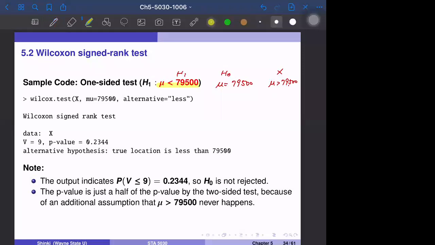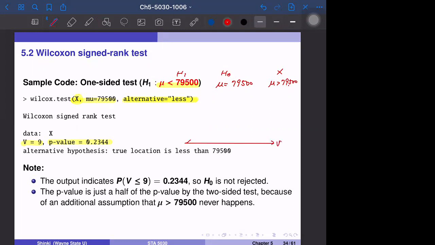So wilcox.test, this time we have almost the same code. X is the income, and alternative is equal to less. If we specify this option, we can do the one-sided test. And actually there's almost the same result. V is equal to 9. This does not change, because it is based on the data, and it doesn't change with the alternative hypothesis. And the p-value is 0.2344 because we only have the one-sided p-value.